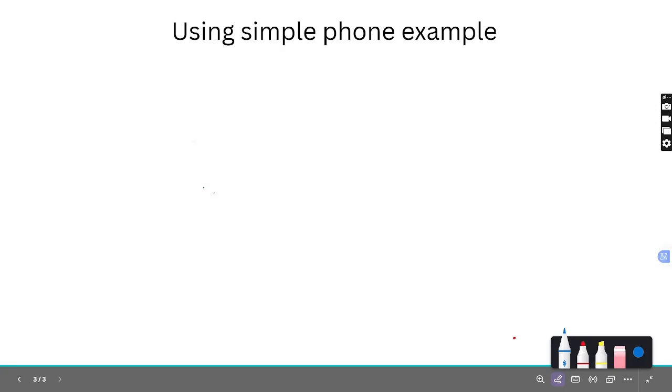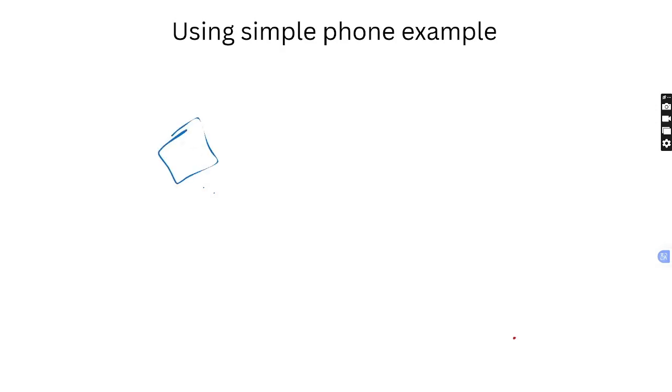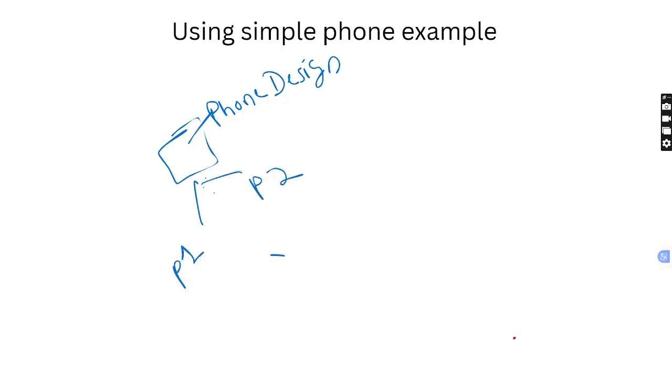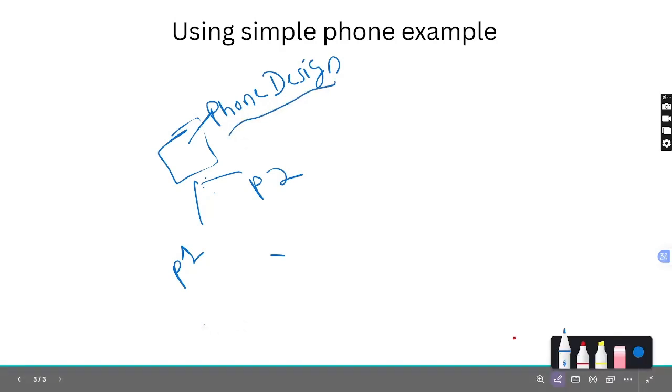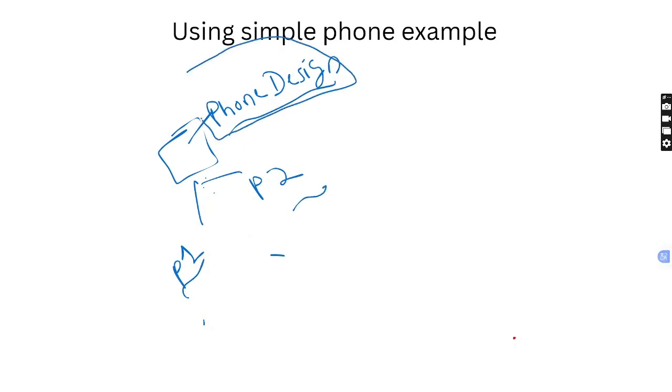For example, this is my phone design. Okay, from this phone design I have created two phones, P1 and P2. So a question to you is, what is class here and what is object here? Okay, so the class here is phone design and the object is P1 and P2. Phone design is simply a blueprint, or we can say a map, which we have used to create P1 and P2. So here class is phone design and object is P1 and P2.